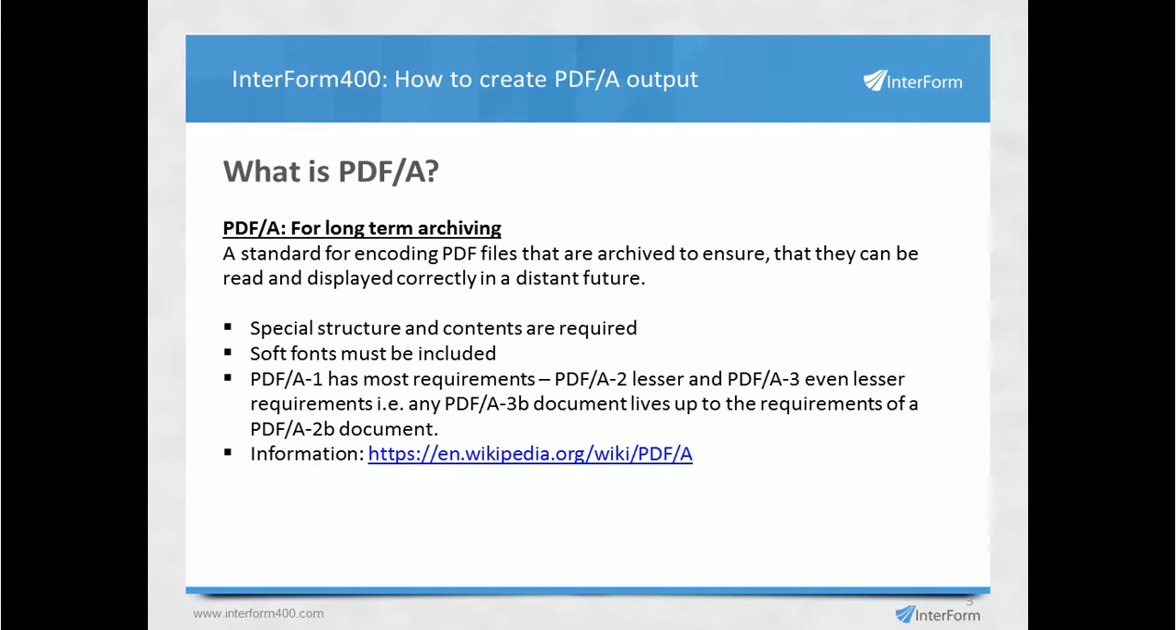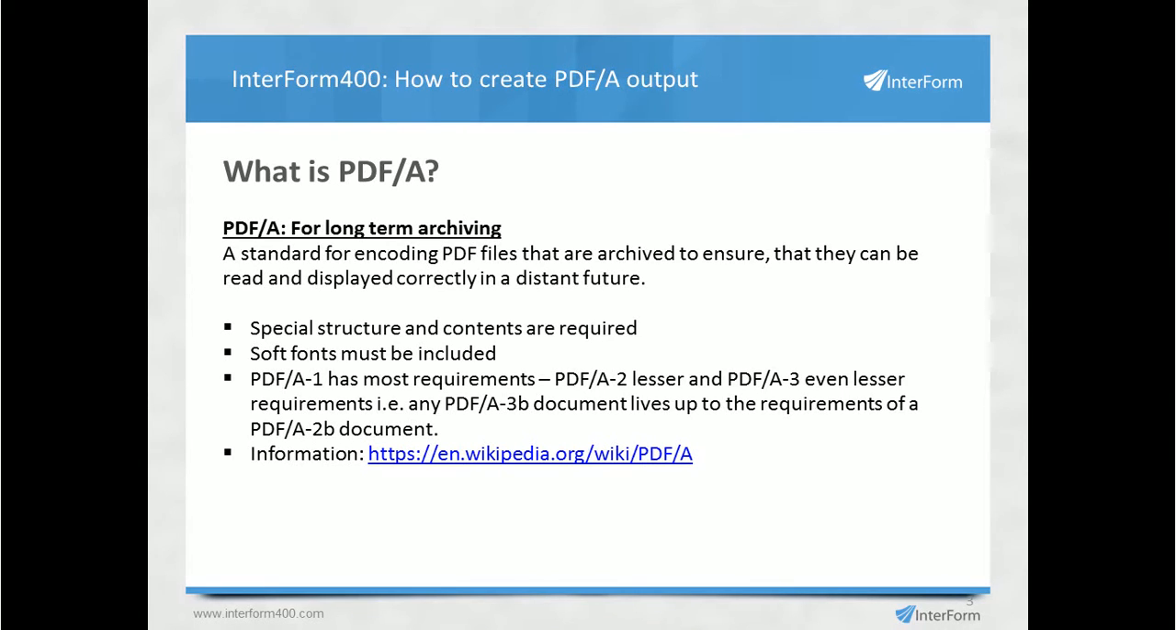Over the years there have been different standards of PDF-A. Initially there was PDF-A 1, which has the most requirements. Later PDF-A 2 and PDF-A 3 were created, where 2 has fewer requirements, and PDF-A 3 even fewer. So it means that a PDF-A 3B document normally is up to the requirements for a PDF-A 2B document.